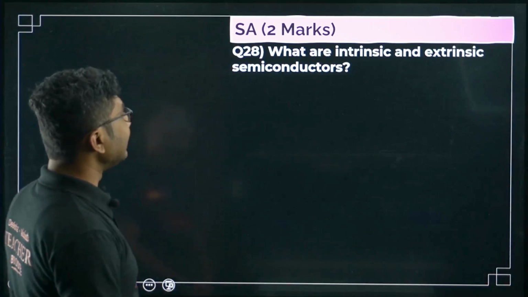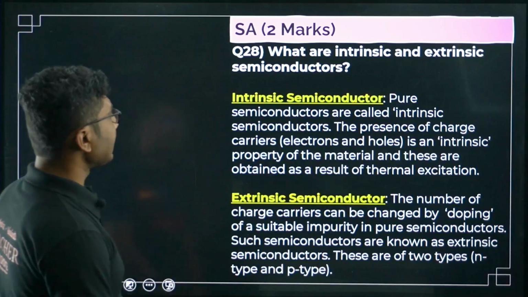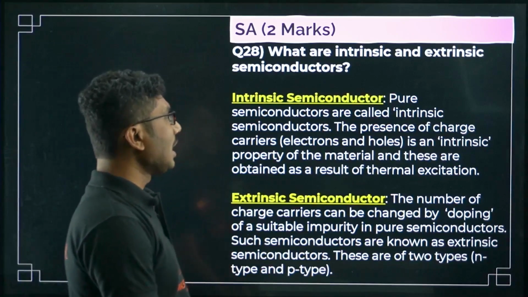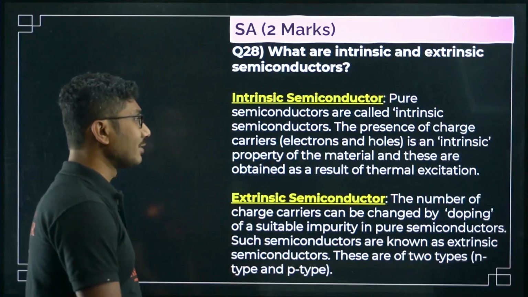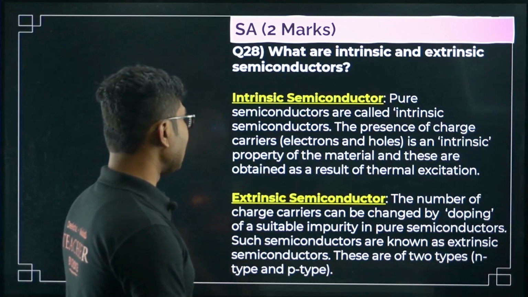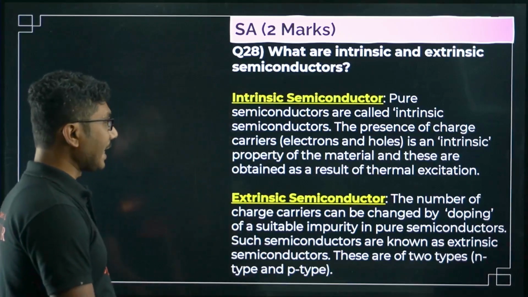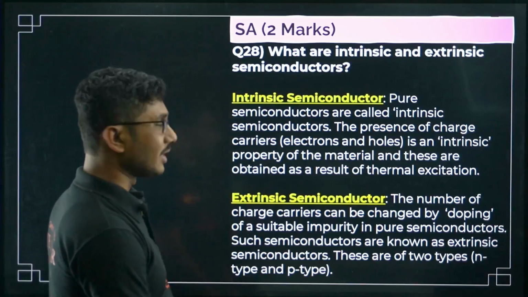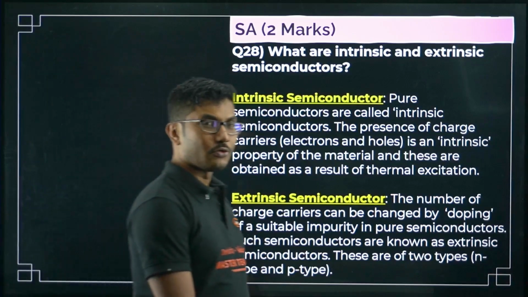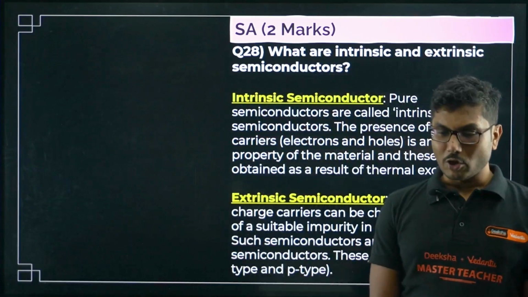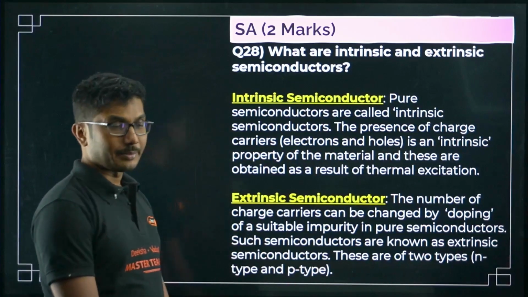Now, what are intrinsic and extrinsic semiconductors? Very common question. Pure semiconductors are called intrinsic semiconductors. The presence of charge carriers, electrons and holes, in an intrinsic semiconductor is a property of the material, and these are obtained as a result of thermal excitation. So an intrinsic semiconductor has an equal number of holes and electrons, and it can be obtained only by thermal excitation, that is heating, right? And it's a pure semiconductor.